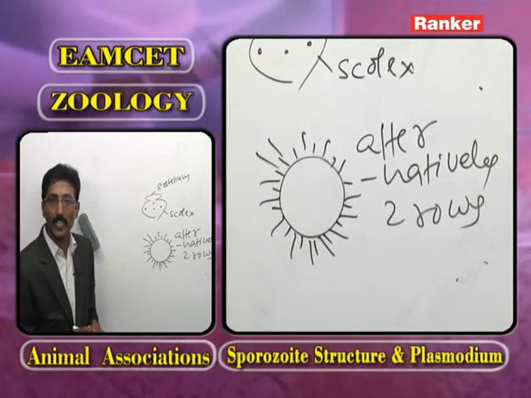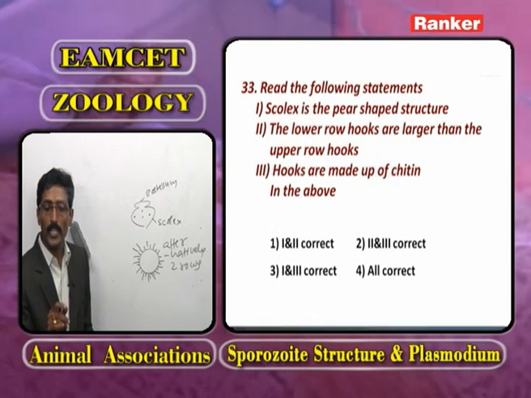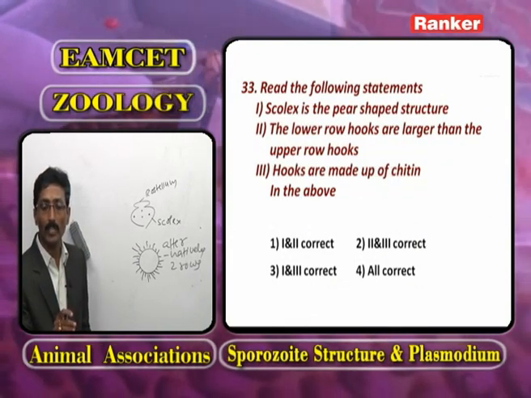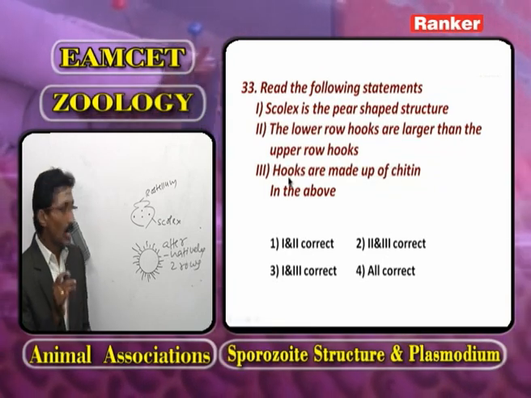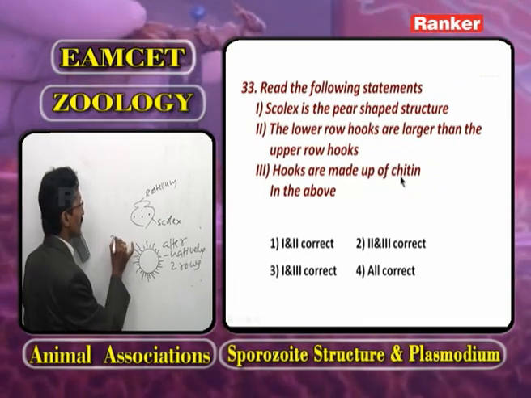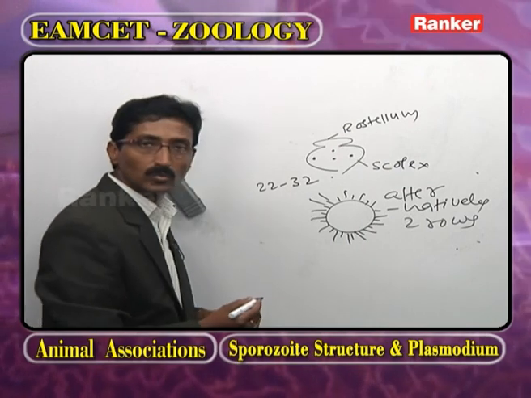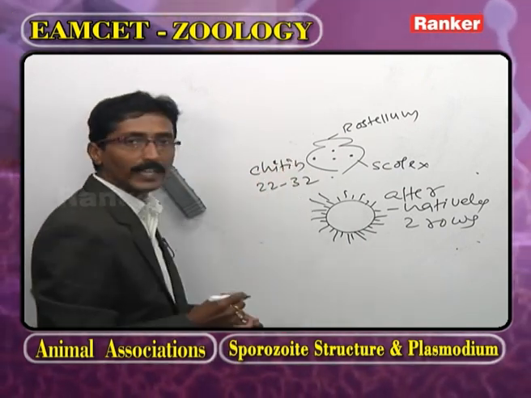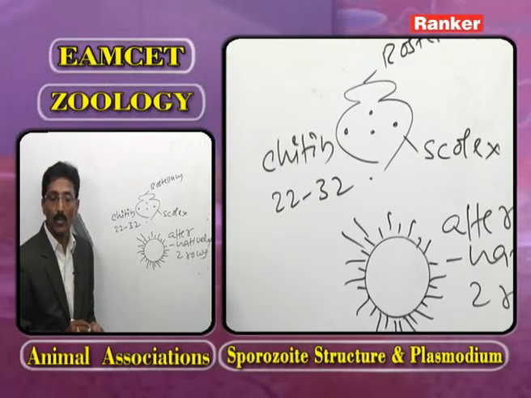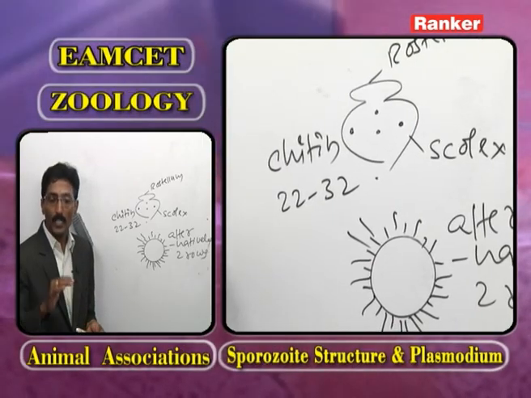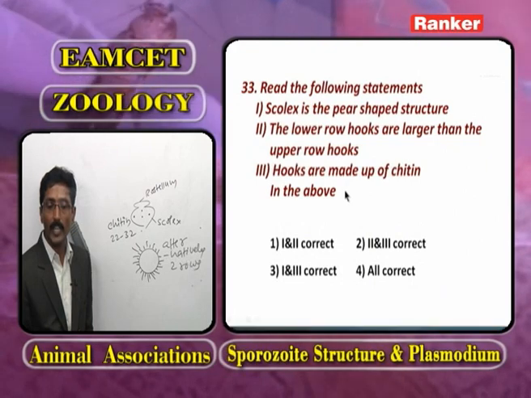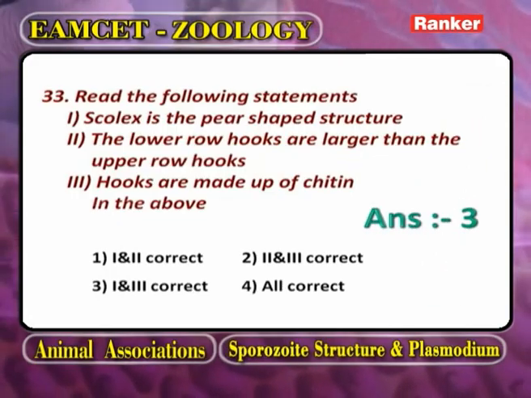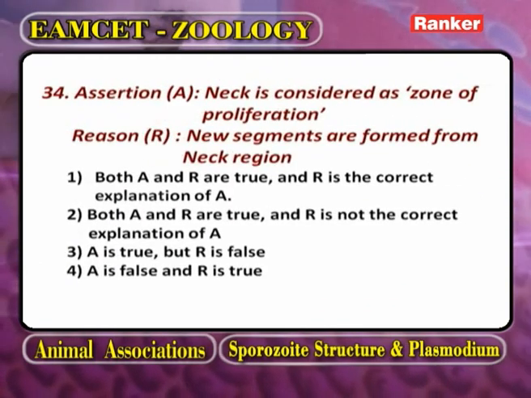But here what is the statement? Second one, the lower row hooks are larger than. That is the wrong statement. Third one, the hooks. How many hooks are present? 20 to 32. They are made of what type of chemical material? Chitin. So the third one, hooks are made up of chitin. Now out of these three statements, the first one and the third one are correct. Now we go for the next question.